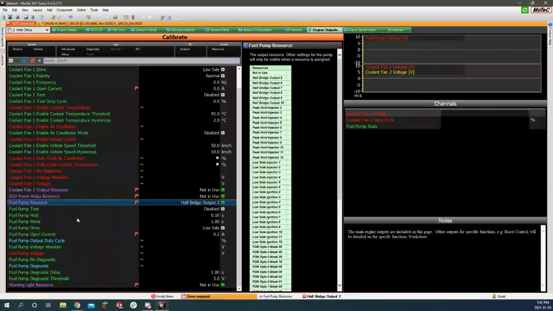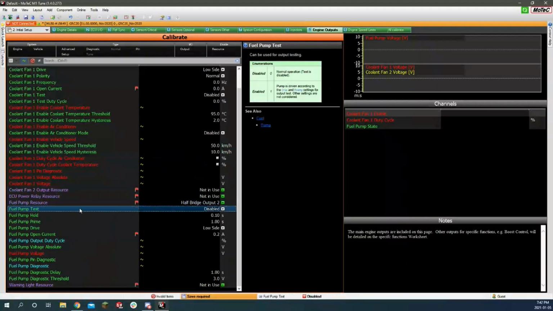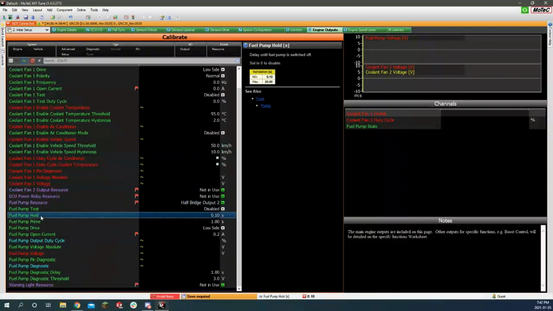Fuel pump. This is where we can output to the fuel pump directly from the ECU or through a relay. And you can test it. You can prime the fuel pump when you turn the car on. I just set it to 1 second. That's plenty. We have a return style fuel system. It refills very quickly. What was this? Oh, this is just when you shut the engine off. A tenth of a second later, it'll turn the fuel pump off.